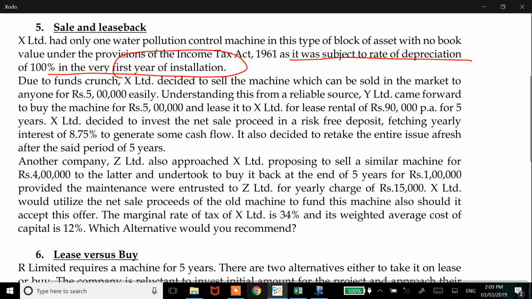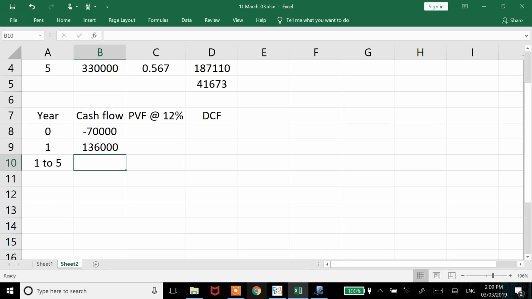They have mentioned something. How much is the maintenance to be paid? Yearly charge of 15,000. So, maintenance is not 15,000, it is 15,000 into 66%. This is negative because it's an outflow. Year 0, sorry, I pay 70,000. Year 1, I get back 136. And for years 1 to 5, there's a 9,900 outflow.